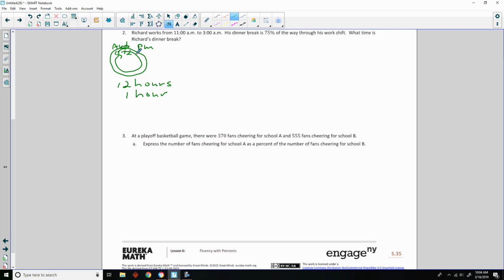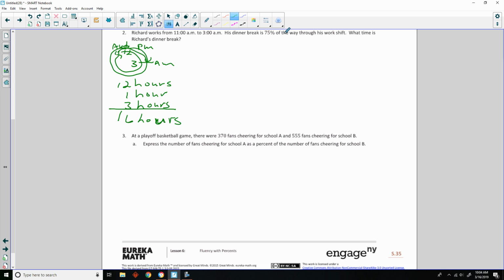Okay, I'm just trying to figure out what this is. And then we want to go to 3 a.m., so I'm going to continue down 3 more hours to get to 3 a.m. So that is a total of 16 hours. That's a long shift. So he works from 11 a.m. to 3 a.m., which is 16 hours.